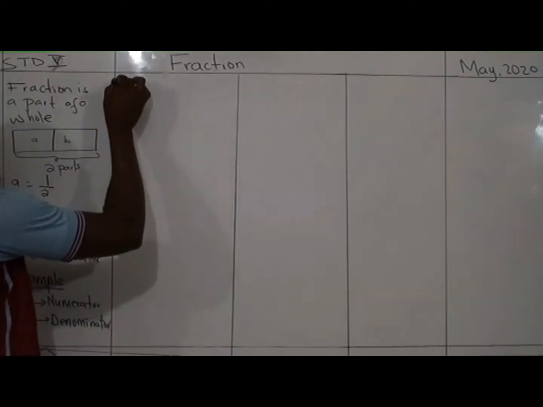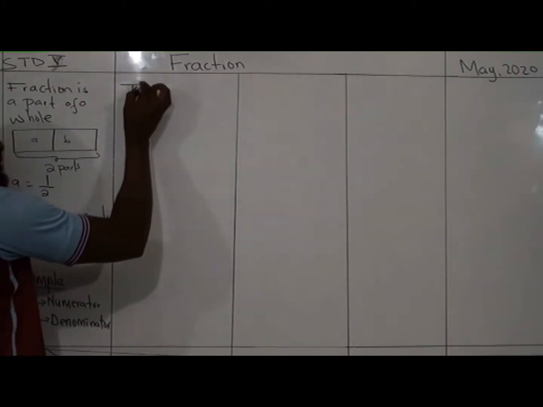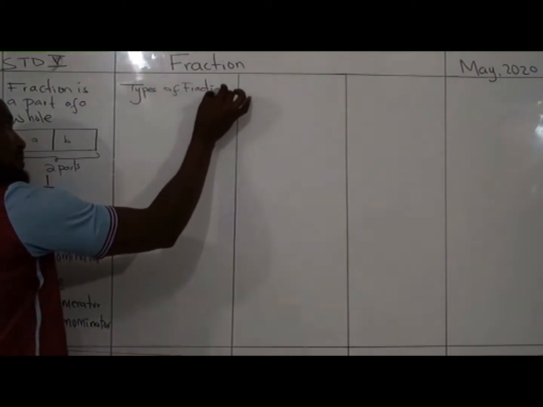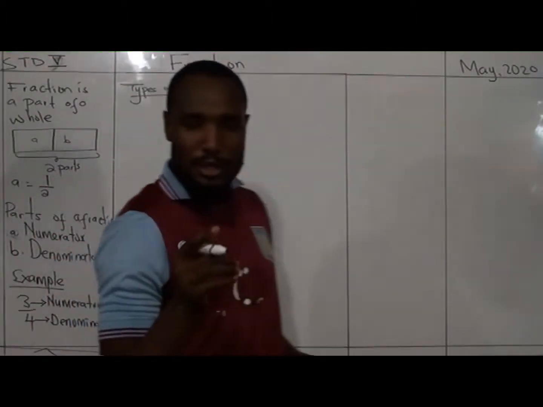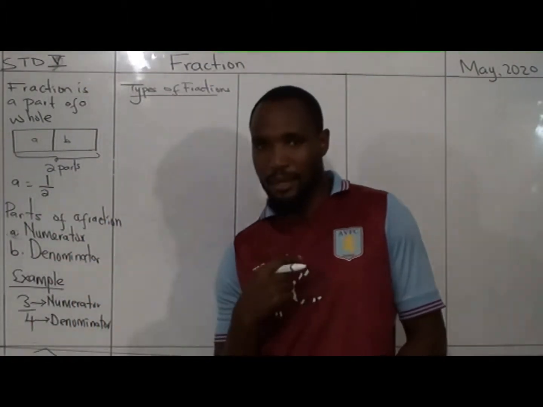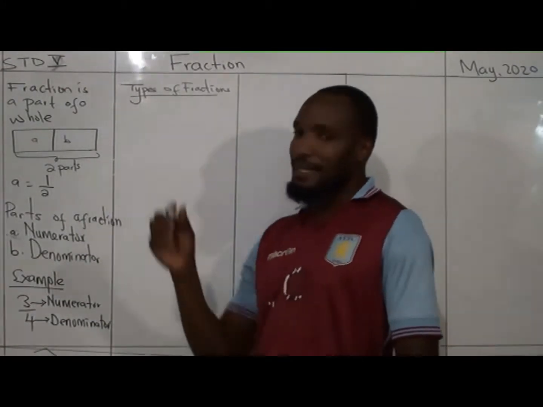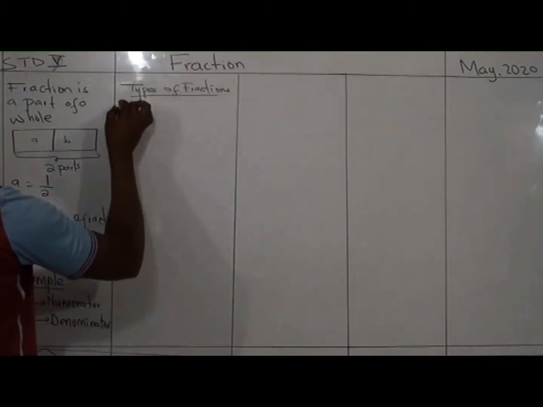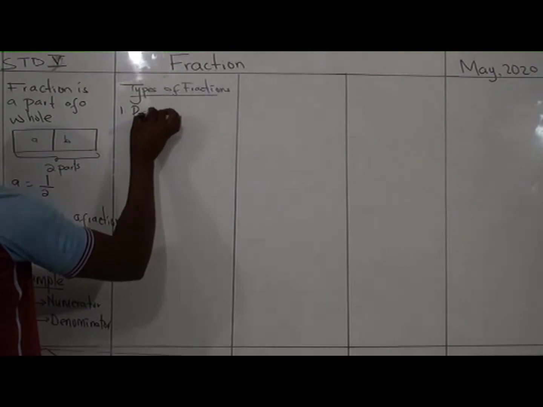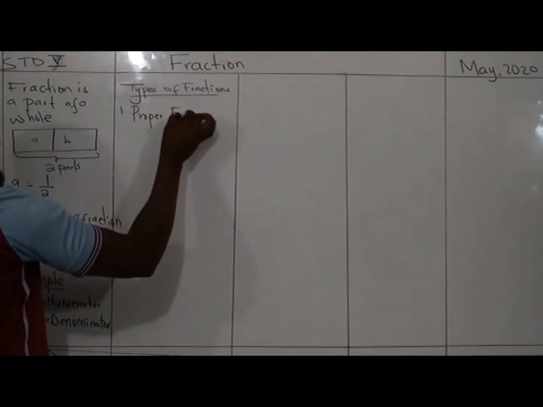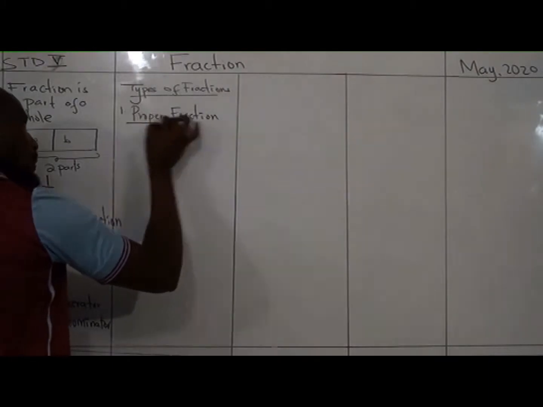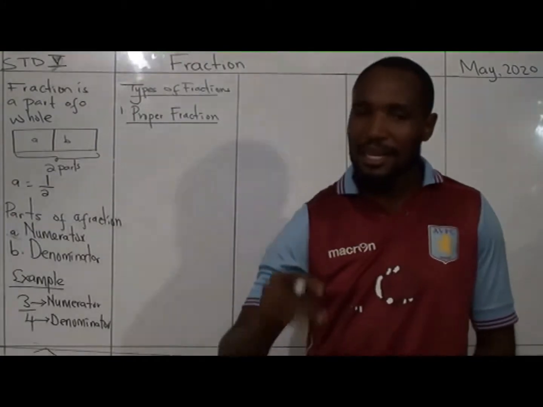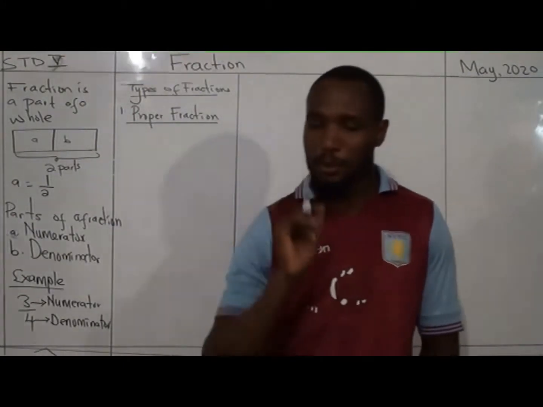Now, without wasting time, let's go to types of fraction. I think you have gone through the book Attitude Booster by me, where I discussed the types of fraction. And the first type of fraction I discussed is the proper fraction. What is a proper fraction? A proper fraction is a fraction that has a smaller numerator and a bigger denominator.